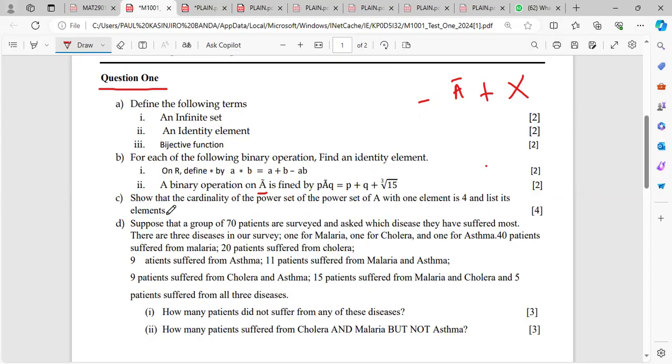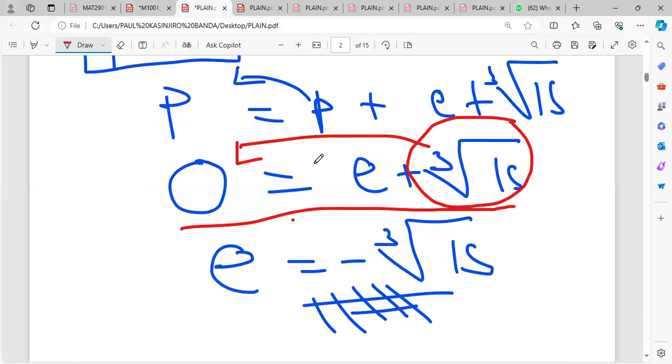Okay, so here we are trying to prove that the power set of the power set of a set with one element, the cardinality, we all know what cardinality means, right? Cardinality means the number of elements in that set. So this question is simply telling you to prove that the number of elements in the power set of the power set of set A, with one element, is just 4, and then list all the elements. That's what they are saying here. Okay, so let's do that.